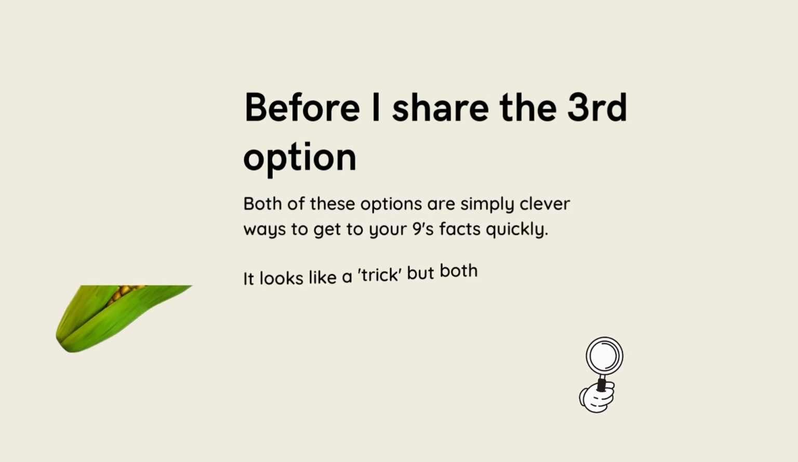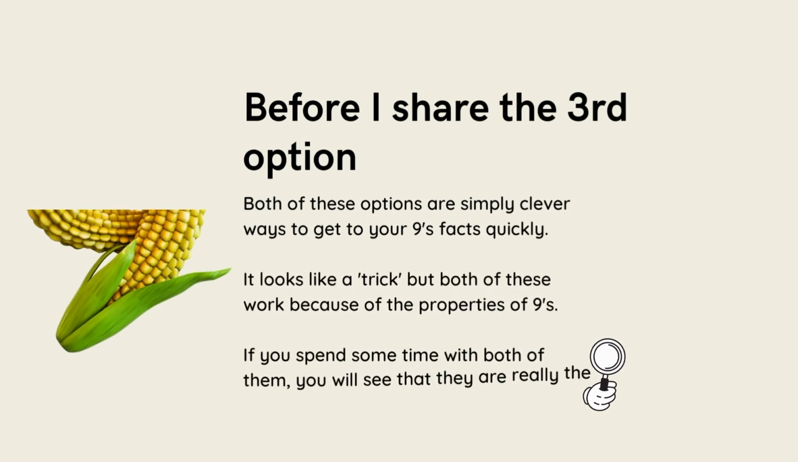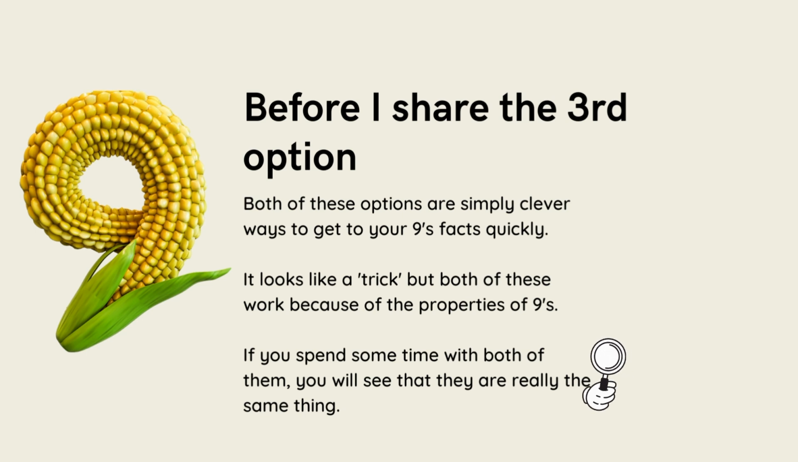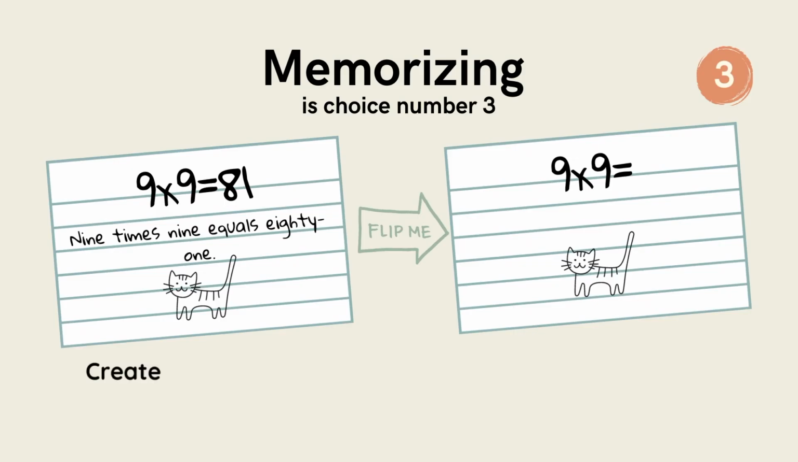Now, before looking at the 3rd option, I wanted to mention that these first 2 are really clever ways to get to the 9's facts. It looks like a trick, but both of these work because of the properties of 9's. If you spend a few minutes with both of them, you're going to see that they're really doing the same thing. If you're interested, check out more patterns of 9's for facts that are higher than 10 times 9.